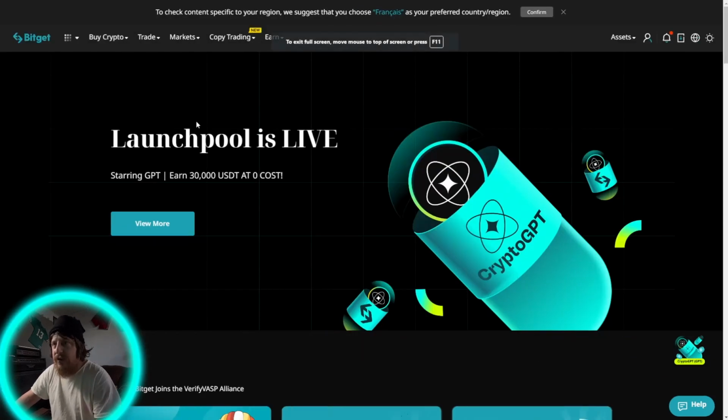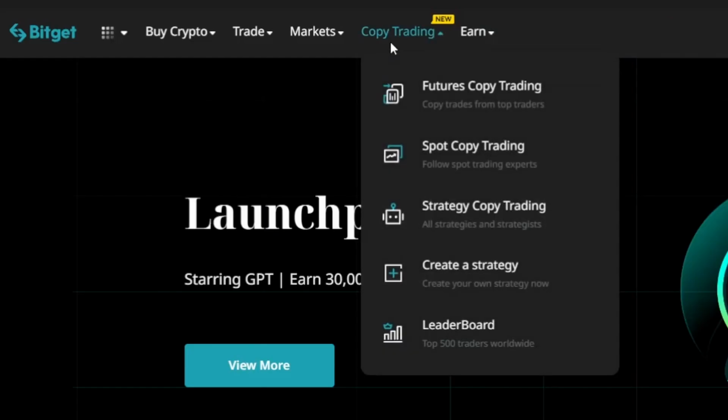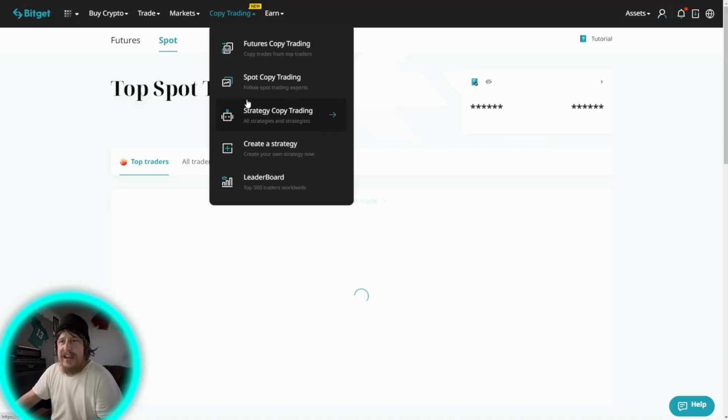Once you type in bitget.com, it's going to take you to their homepage. At this point, we're going to go ahead and make it a little bigger so you can see what I'm doing. And the reason why in the beginning I put the emphasis on the spot copy trading is that if you go over here where it says copy trading, you can see that they have a futures copy trading and a spot copy trading. Now, in a future video, we'll focus entirely on the futures copy trading, but in today's video, we're going to focus entirely on the spot copy trading. So now we're going to go ahead and click on the spot copy trading. Go ahead and let that load up.